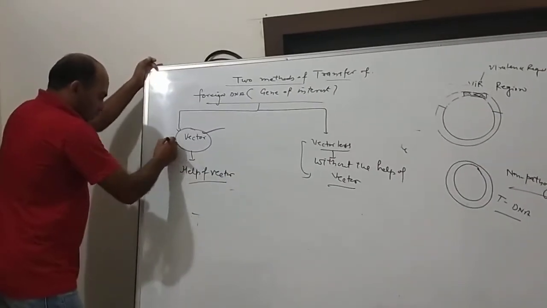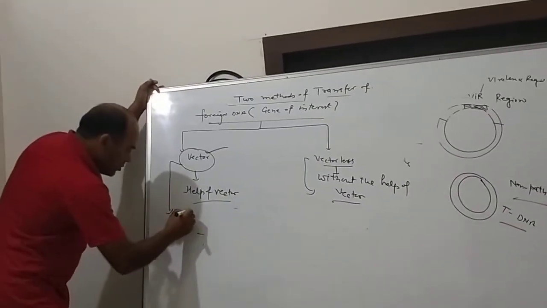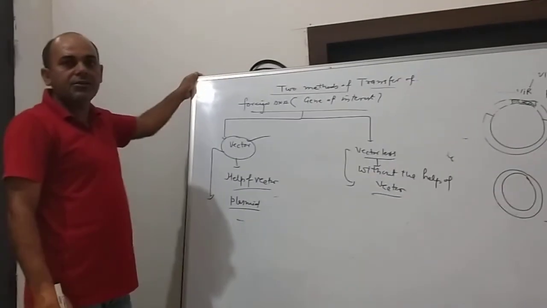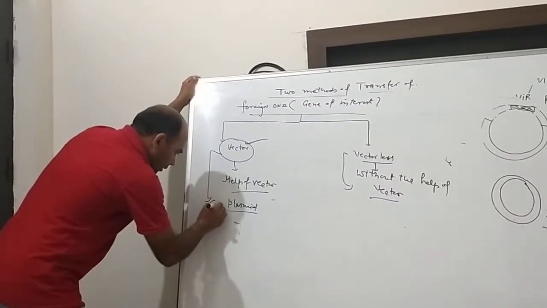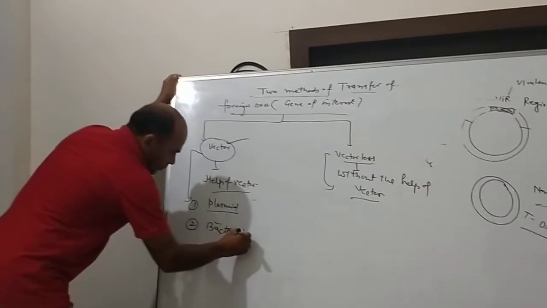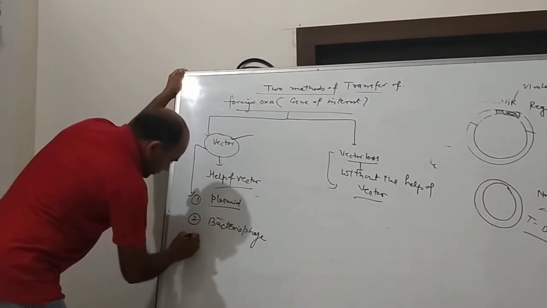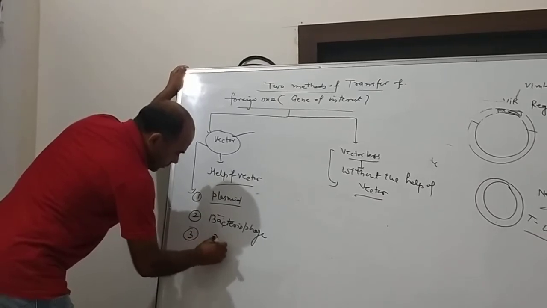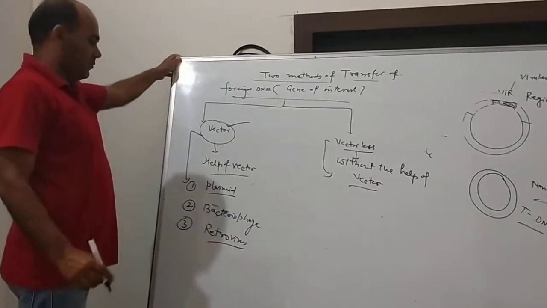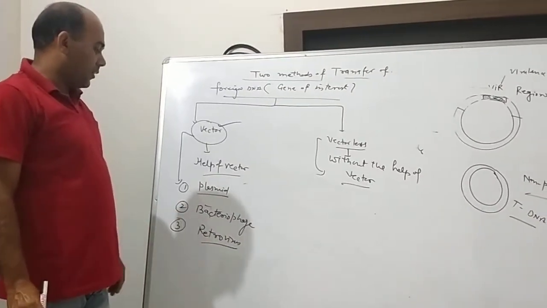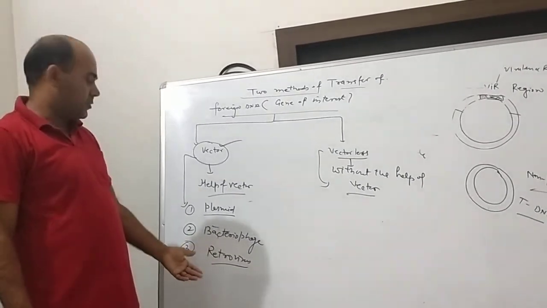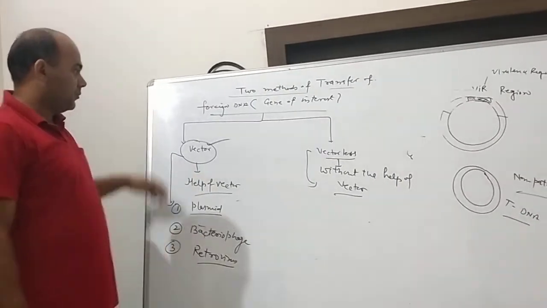So what will be used here? We can use plasmid, because they can carry the desired piece of DNA. The second one is bacteriophage. The third is retrovirus, different types of virus: adenovirus, retrovirus, papillomavirus, Gemini virus, poliovirus. So these are the methods which can be used.